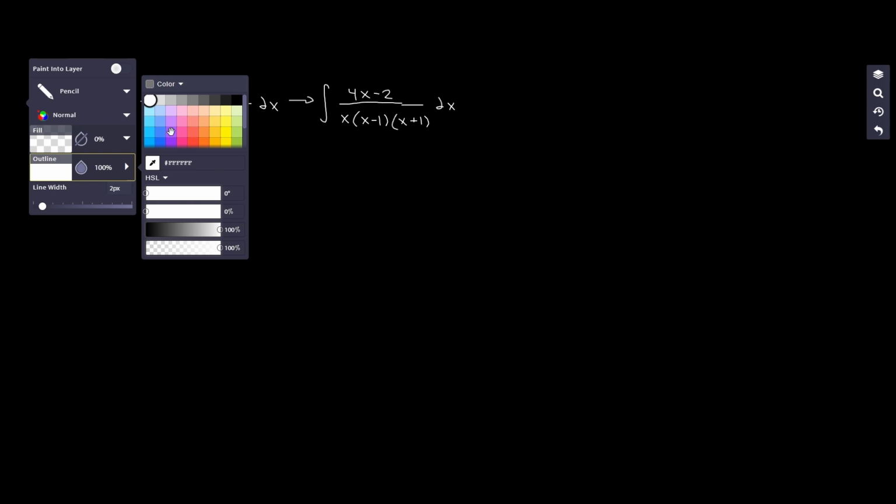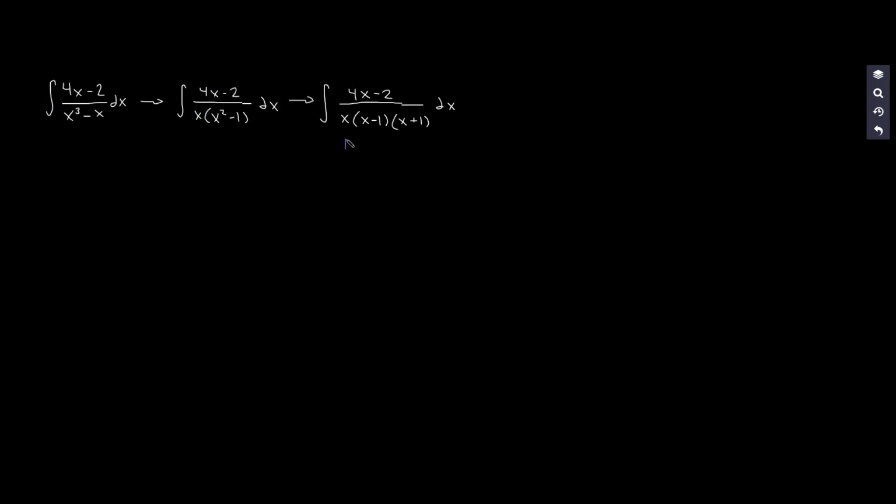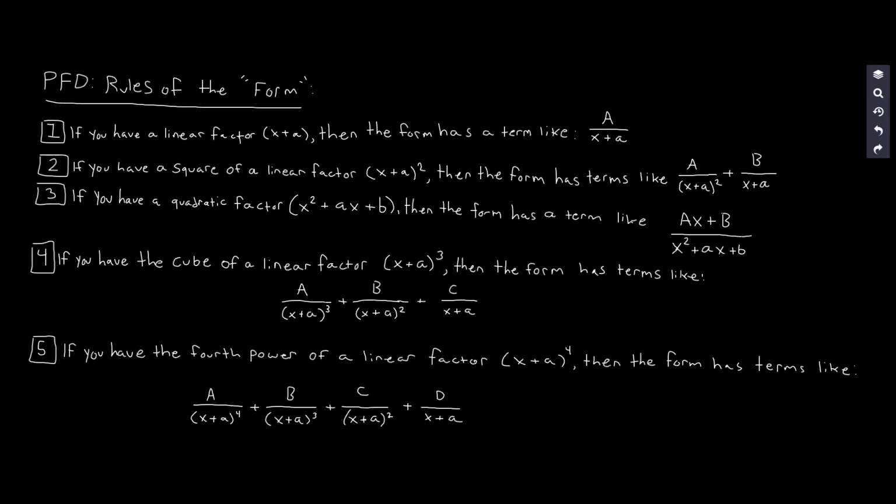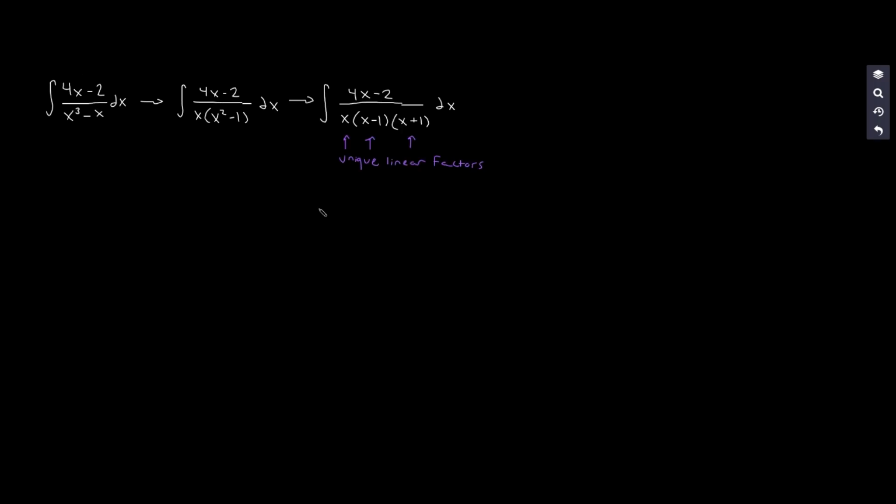And well, I could see that I'm able to pull out an x. And so I went ahead and pulled out an x there, and then this x squared minus 1 is the difference of squares, so we can factor it further, and it will look like this. And when we look at these, we can see that these are all unique linear factors. So that's going to be number 2, the unique linear factors. Because these are unique linear factors, we can set up our partial fraction decomposition as follows.